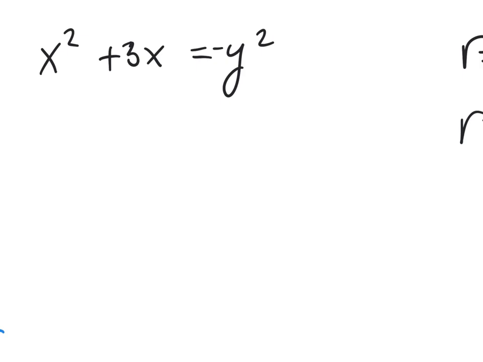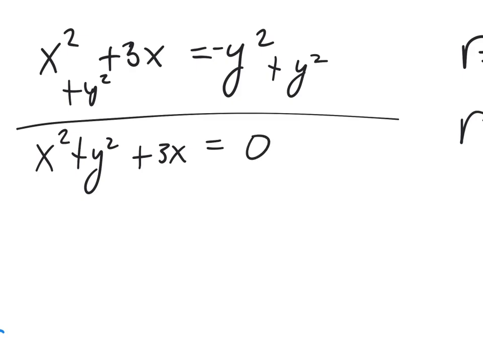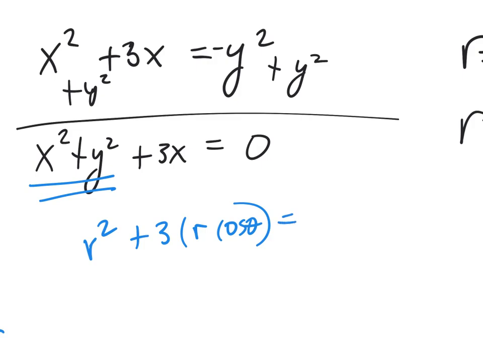And why did I do that? Because then I can add y squared to both sides, and I'll have x squared plus y squared. See, I'm just going to add y squared to this side and add y squared to that side. And I'll have x squared plus y squared plus 3x is equal to 0. Why'd you do that? Because I wanted this, because I know what x squared plus y squared is. It's r squared. And if I wanted to get the 3x out of there, I can't really replace the 3, but I can replace the x with r cosine theta.